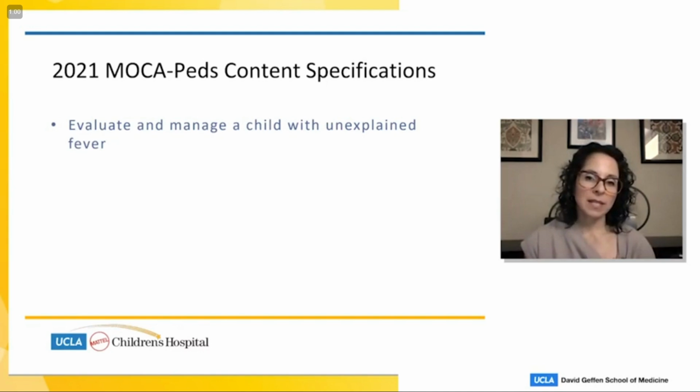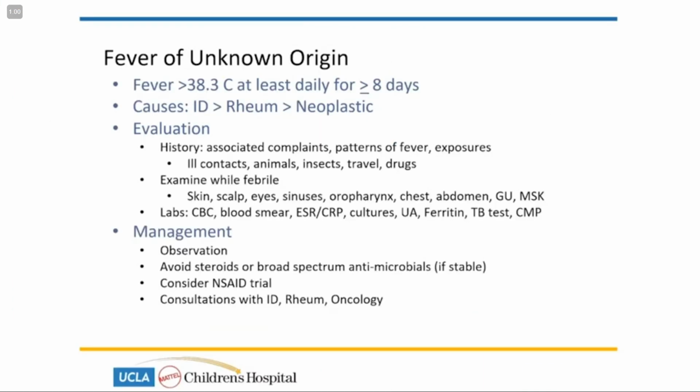The board review committee wanted me to discuss how to evaluate and manage a child with unexplained fever as recommended by the 2021 MOCA PEDS content specifications. This can be a complicated issue and question. So if this is a fever of unknown origin case, you're going to have multiple consultations involved to help determine what the etiology is. Fever is defined by greater than 38.3 degrees Celsius, at least daily, for 8 or more days. The most common causes are really infectious in the pediatric population, and then rheumatologic, then neoplastic.